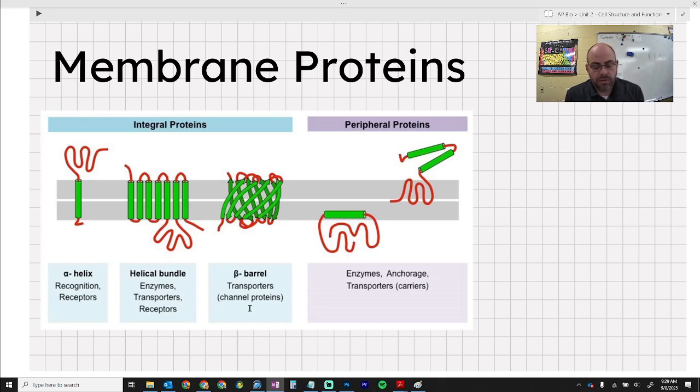They can be used as signal transduction, which is where they'll receive, like act as a receptor for a molecule. And then we're going to look at the idea of enzymes as well. They can be used to anchor, this anchorage idea. They can be used to connect cells together. There's a lot of different things that membrane proteins can be used for.